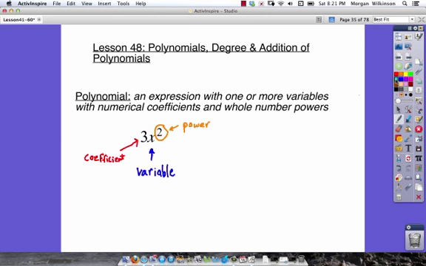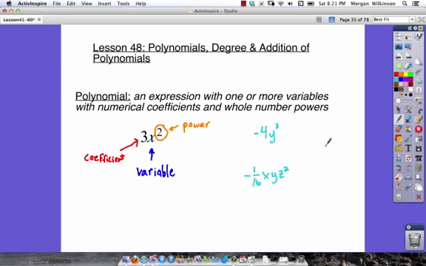Let's look at some other polynomials. Maybe we could have negative 4y to the third power. Well, that has one or more variables, y. It has a numerical coefficient, negative 4, and it has a whole number power of 3. What if we had negative 1/16 x, y, z to the second power? Well, if we had that, we've got the same criteria. This must be a polynomial as well. Let's look at one more.